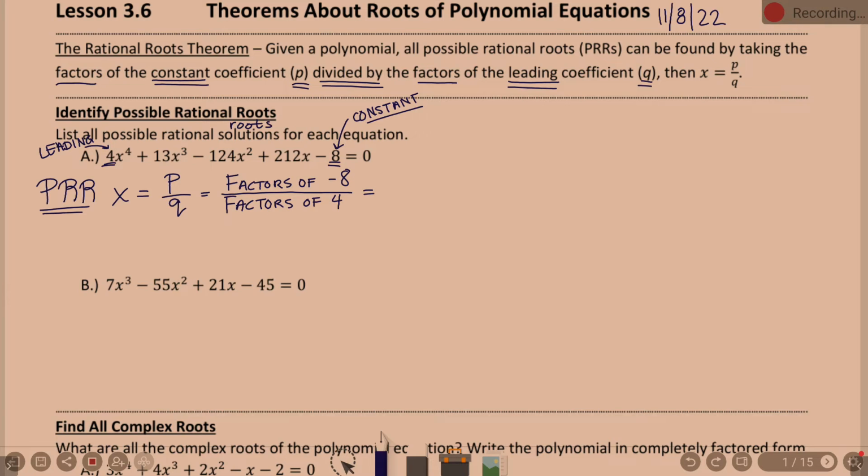Well, let's list them out. On top, factors of negative 8. Honestly, don't worry about the negative. It doesn't matter if we say negative 8 or positive 8 here. Factors of 8.